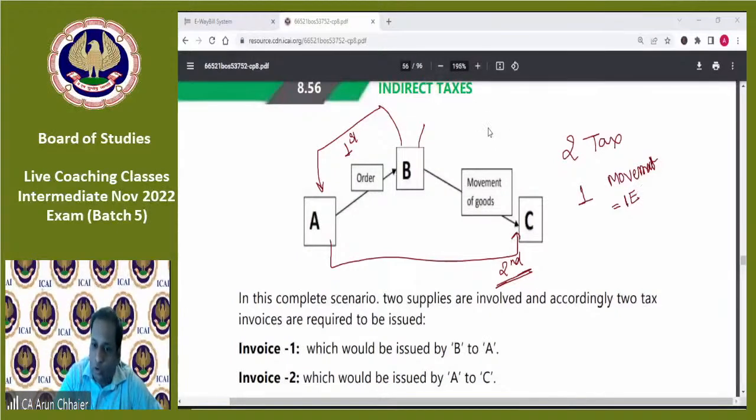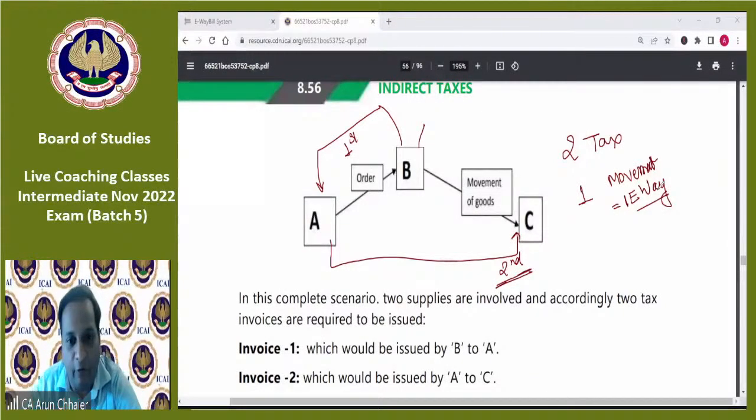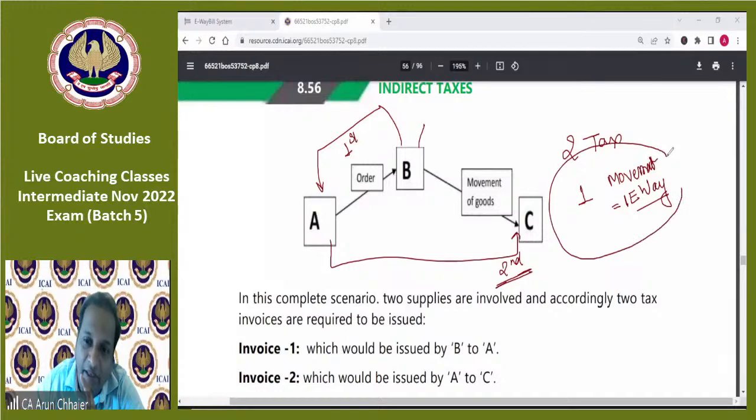In case of the bill to ship to model, there would be two tax invoices, party B to A and party A to C. But how many e-way bills would there be? The e-way bill would not be equal to the number of tax invoices, it would be equal to the number of movements. If the movement is directly from Mumbai to Pune, it is one movement, so there is only one e-way bill.